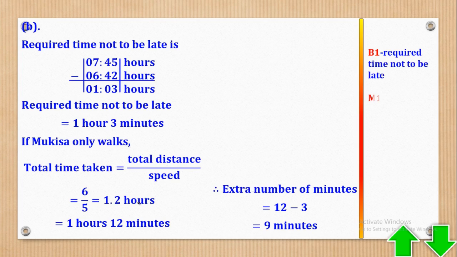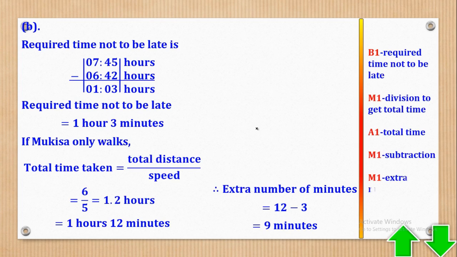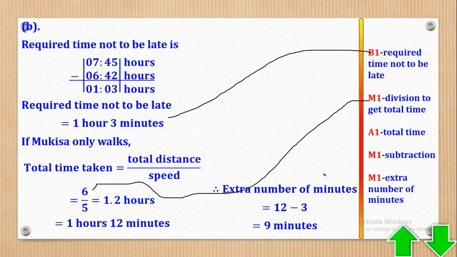Now let's see how much can be awarded. B1 for the required time not to be late, and M1 for division to get total time, and A1 for total time, M1 for subtraction, and A1 for the extra number of minutes.